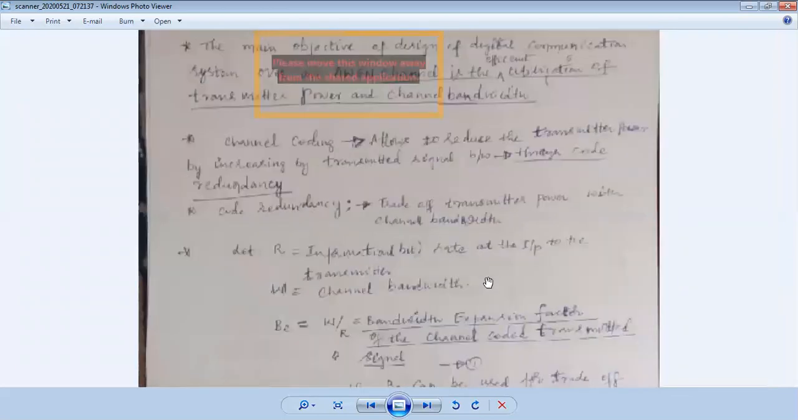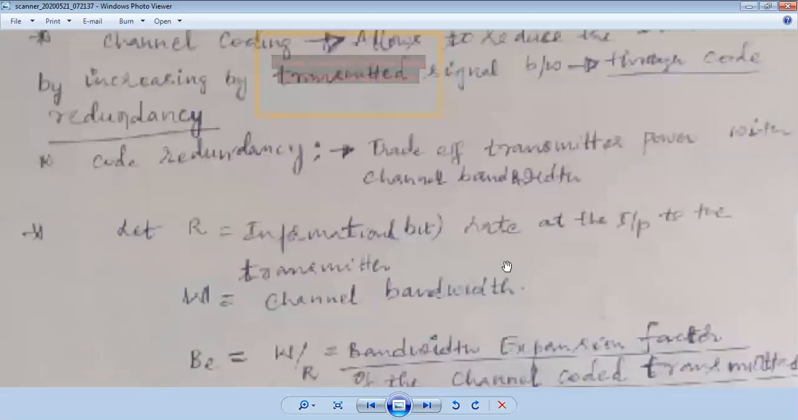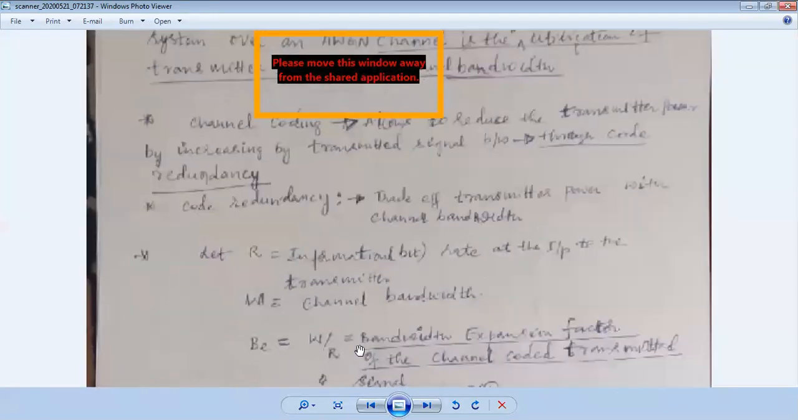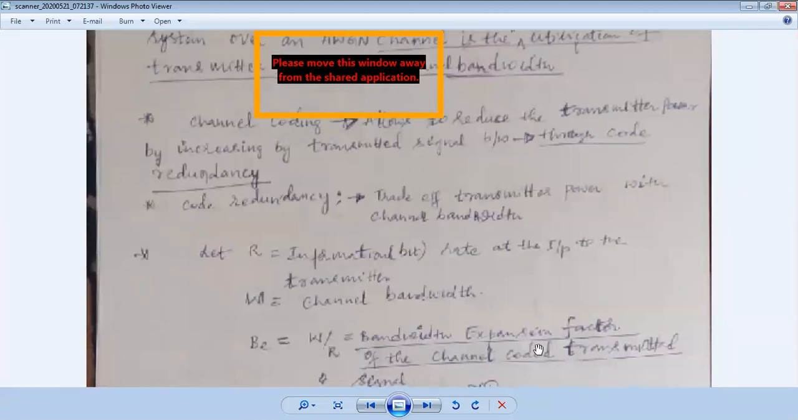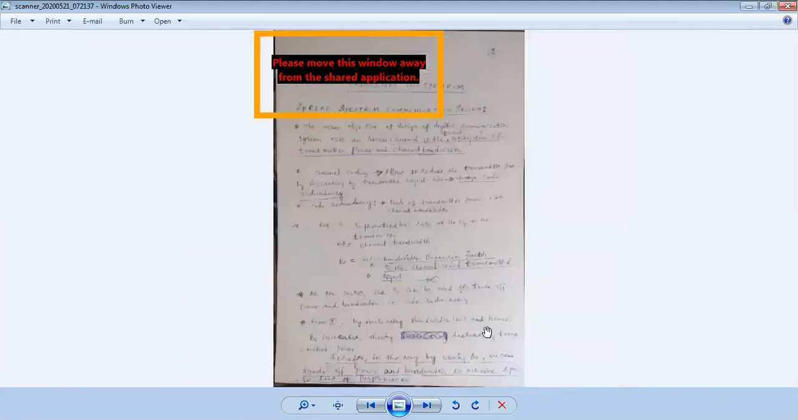Now R is equal to the information bit rate at the input to the transmitter. R is the information rate at the transmitter level. W is equal to the channel bandwidth. Now let us introduce one more important quantity: B_E is equal to W by R, the bandwidth expansion factor of the channel coded transmitted signal. That is equation number 1.